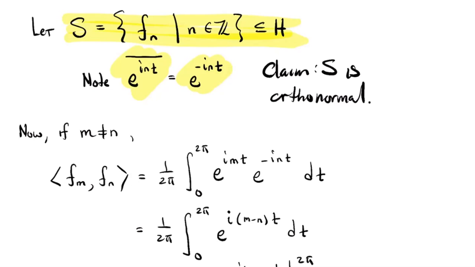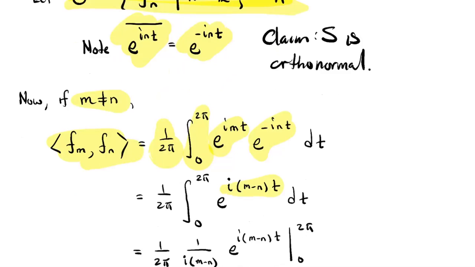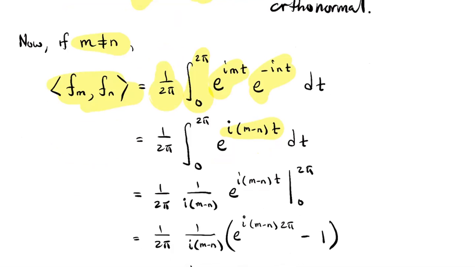So what am I going to do? I'm going to take the inner product of some vectors in S. So let's suppose first that I take two different elements of S, f_n and f_m, where m and n are not equal. Well, by definition, the inner product is 1 over 2 pi times the integral of f_m times f_n bar, right? So for f_n bar, I negated the exponent. And now just some exponent rules, multiply those two exponentials together. Usual calculus: the antiderivative of an exponential is itself times 1 over its exponent. I'm going to evaluate that from 0 to 2 pi.